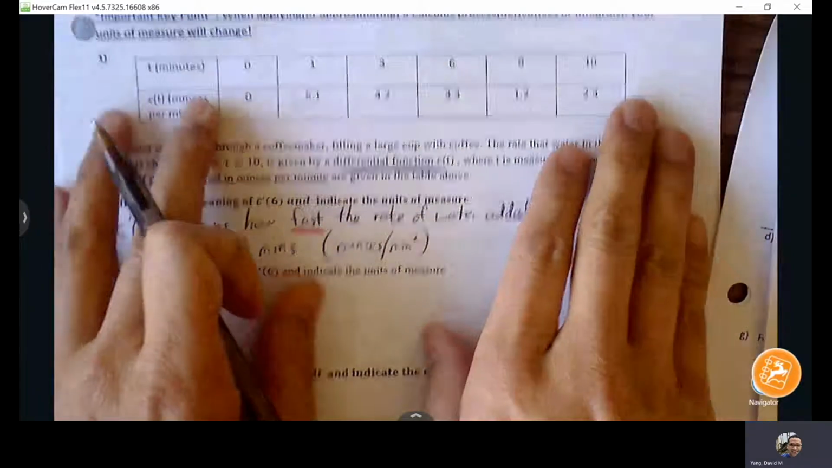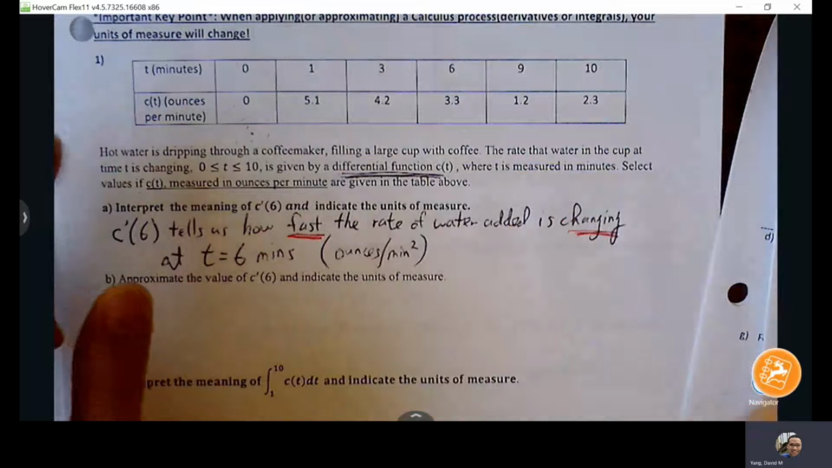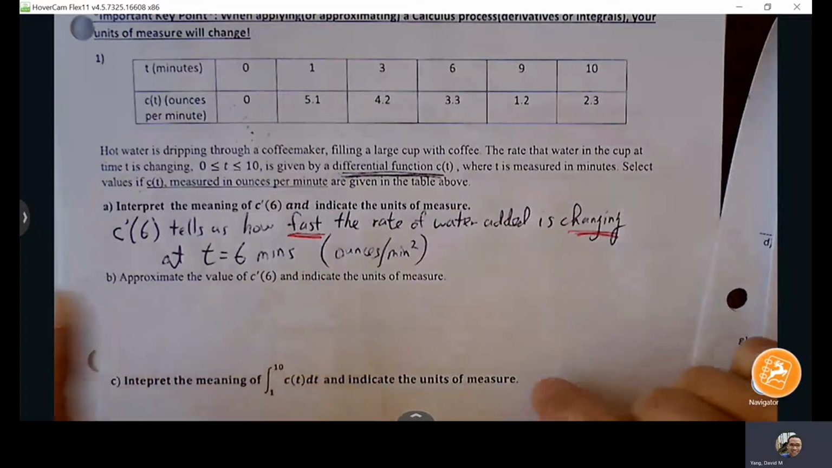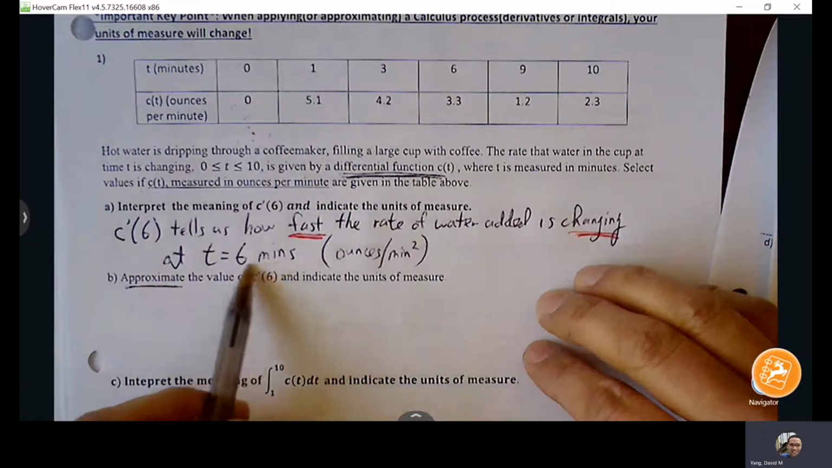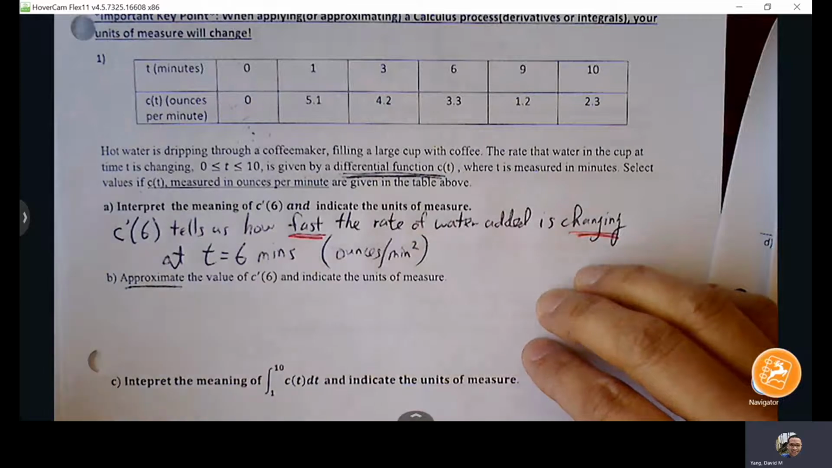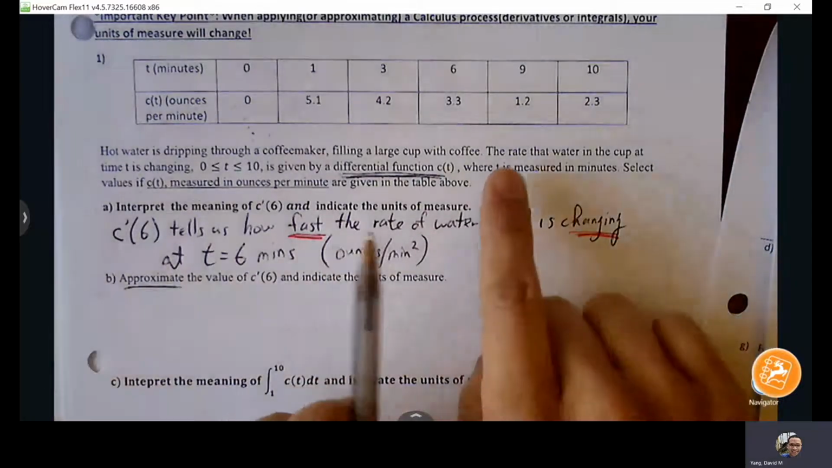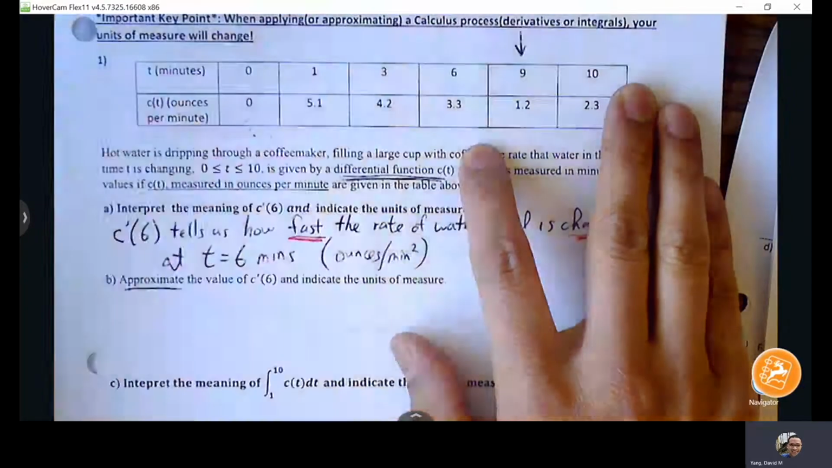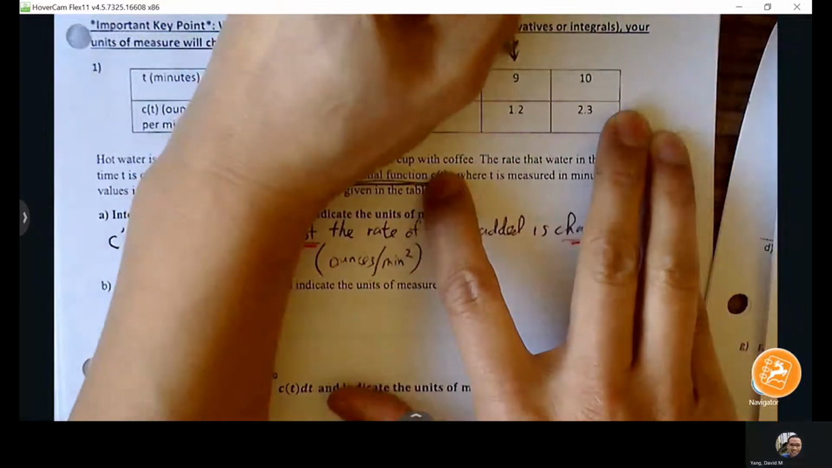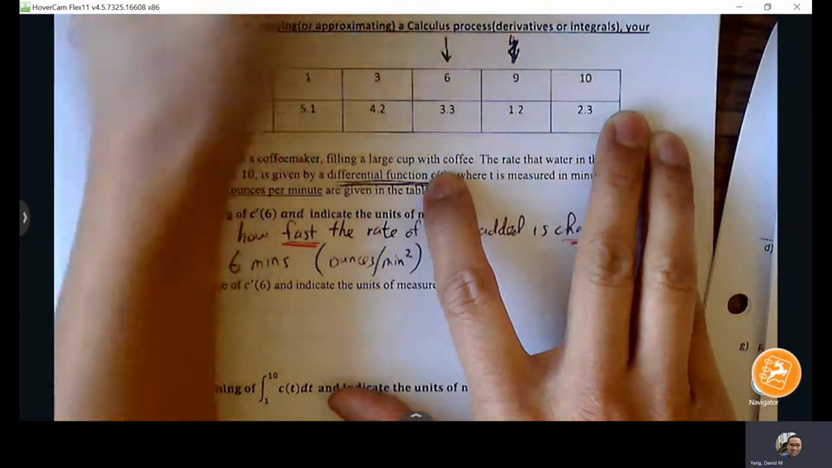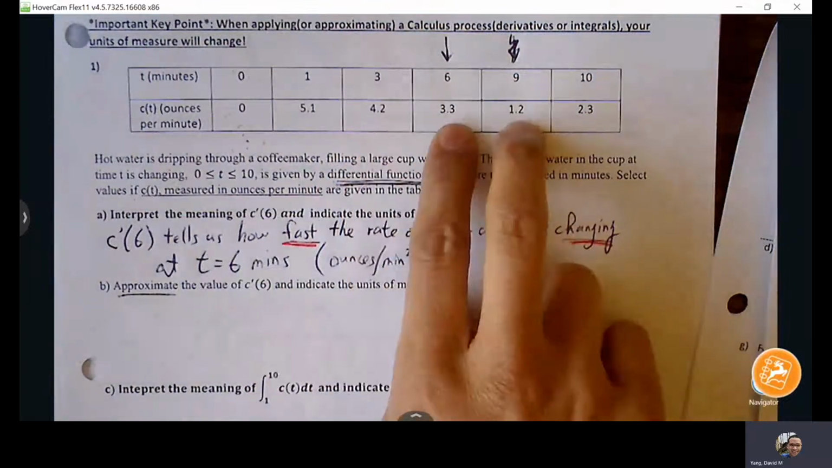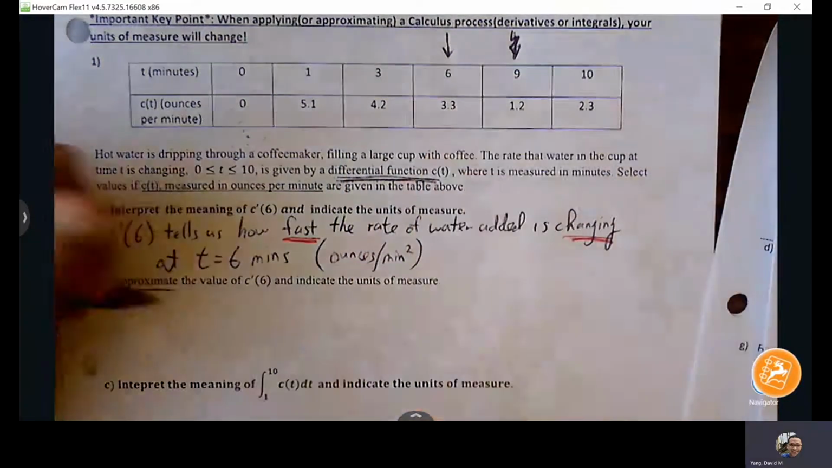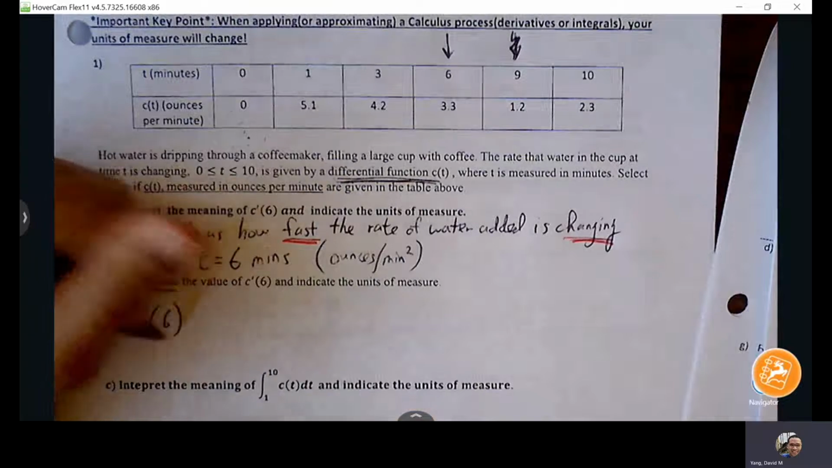All right, approximate the value of c prime of 6. Okay, we don't have a c of t function for us to find the derivative, so the next best thing that we can do is just to find the, approximate using, right? Derivative is just a fancy word for slope, right? So to find slope, all I need is 2 points. I want to get as close to my t value as possible. So any ordered pair around this will be sufficient. I can choose these two, I can choose these two, I can choose these two even. I'm going to go ahead and choose these two. Okay, but you can choose others and it will be sufficient as well.